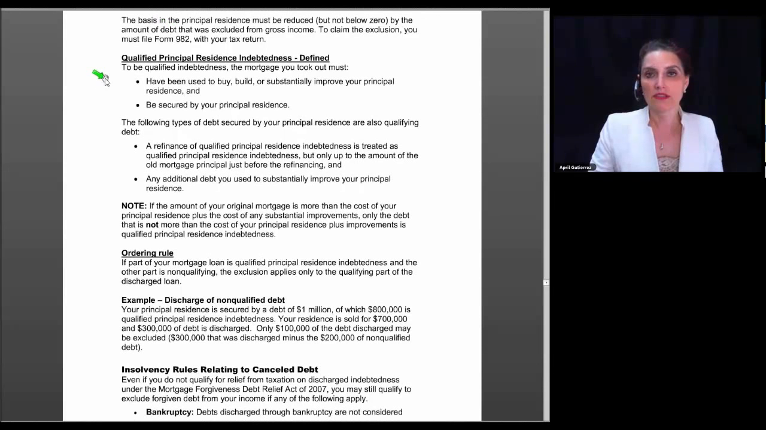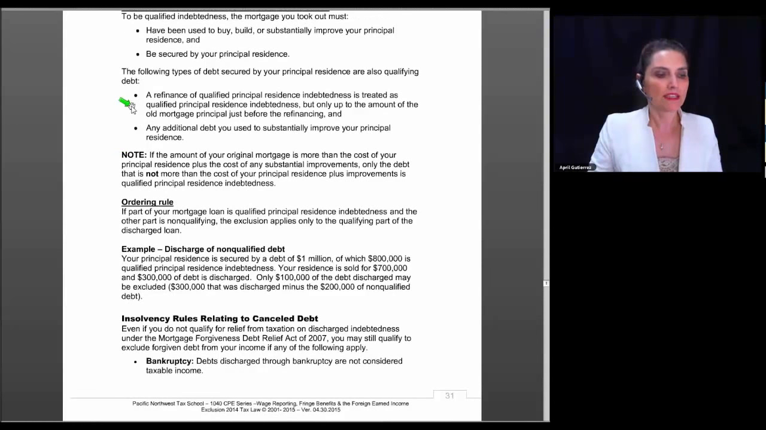In order to exclude debt on your home, it has to be qualified principal residence indebtedness, and it is defined as a mortgage that you took out to buy, build, or substantially improve your principal residence, and it must be secured by your personal residence. And the following types of debt secured by your principal residence are also qualifying debt.